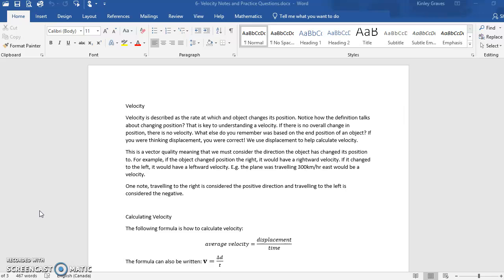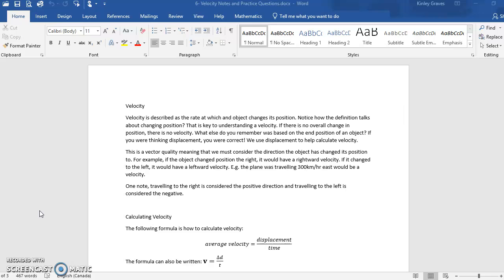What else do you remember was based on the end position of an object? If you were thinking displacement, you are correct. So we use displacement to help calculate velocity. So for speed, we use distance to calculate speed. For velocity, we use displacement to calculate velocity.